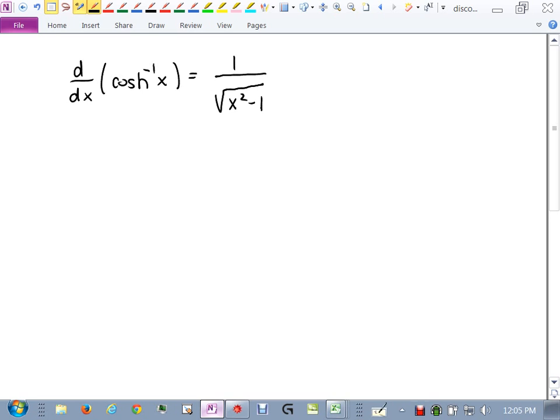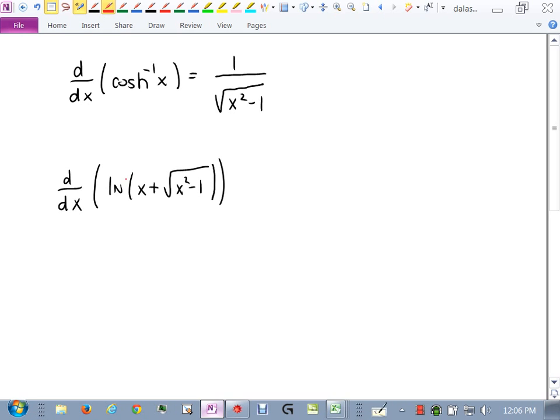Do I know what the hyperbolic cosine inverse function is? It's on your sheet, right? We just need to take derivative of this. That's all. So I'm really trying to take derivative of natural log x plus square root x squared minus 1. Do y'all see that? I'm just looking it up on the sheet. Cosine hyperbolic inverse. This right here is this. And now I get to take its derivative.